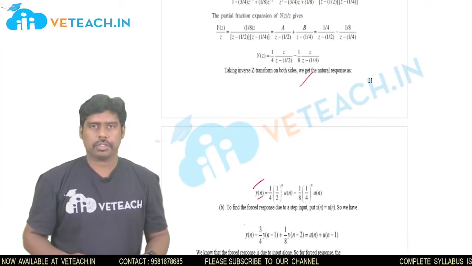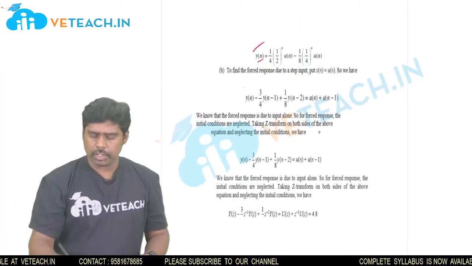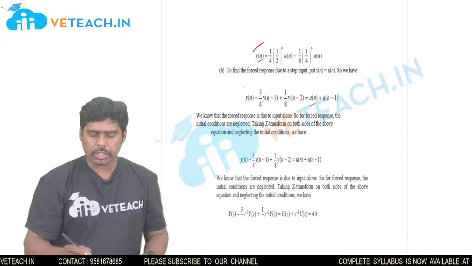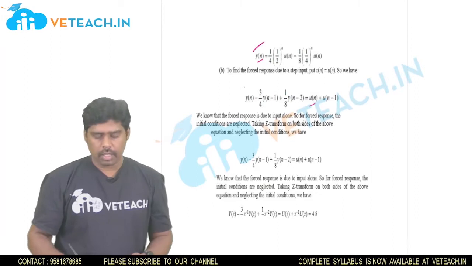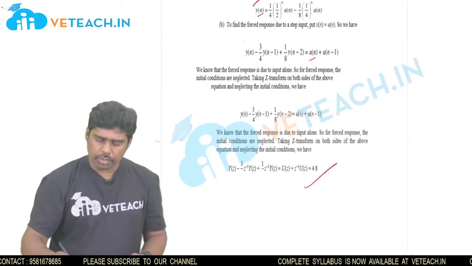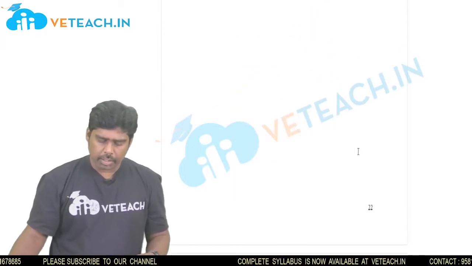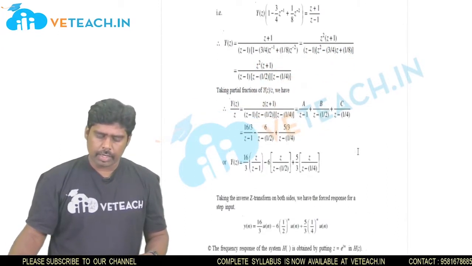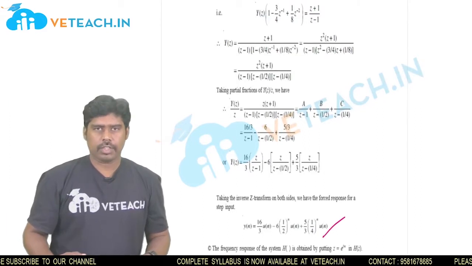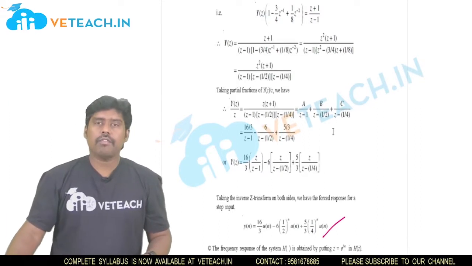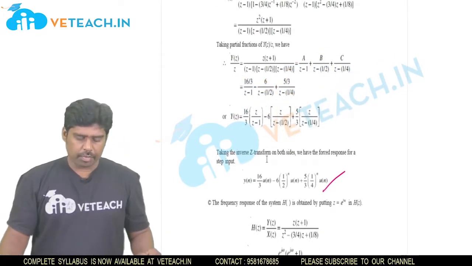Your answer is finished. Likewise, for the forced response, again the same thing. The input is applied there, and in the question the input is given as u(n). Again apply the Z transform on both sides and you will get an expression for Y(z). After getting the expression for Y(z), again apply the partial fraction method and you will get the expression for y(n). So y(n) is calculated. This is the way to find the solutions for difference equations.